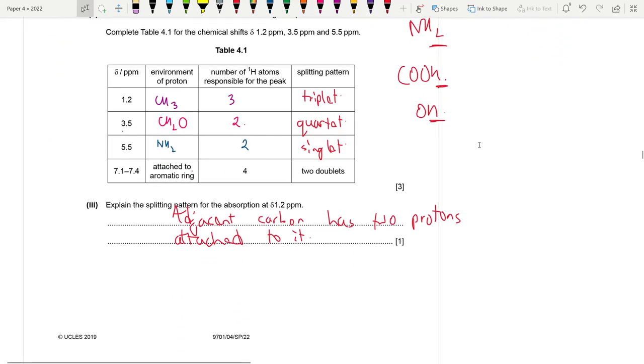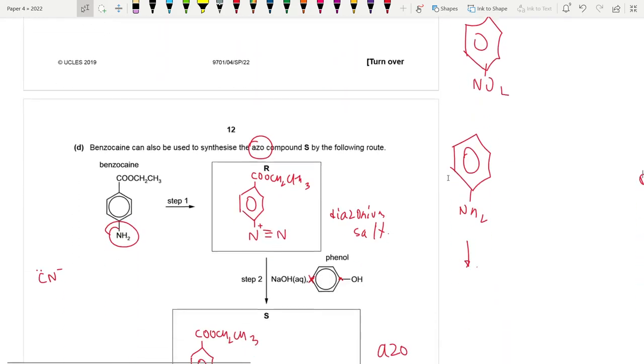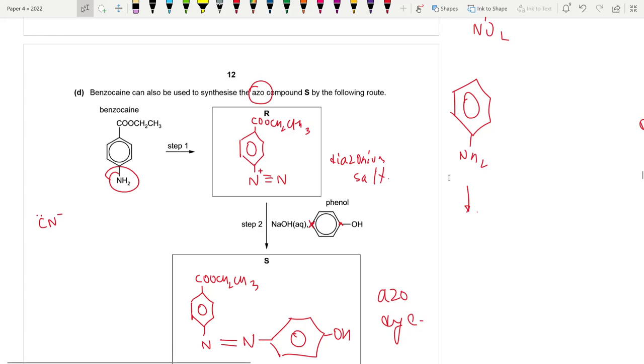Explain the splitting at 1.2. Why is it a triplet? Because the adjacent carbon has 2 protons attached to it. Pretty straightforward. Okay, moving on to question part D. So this is mainly azo dye production.